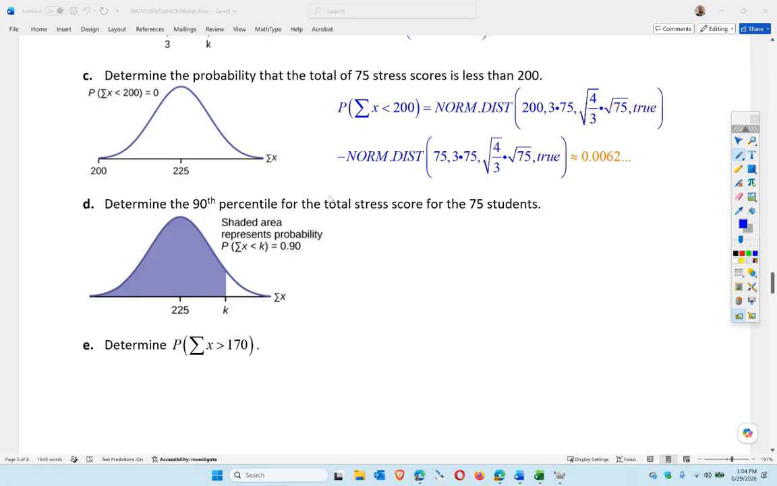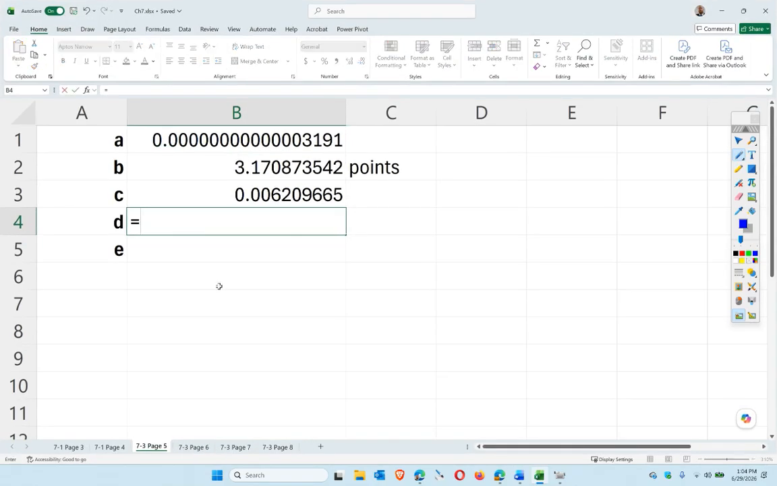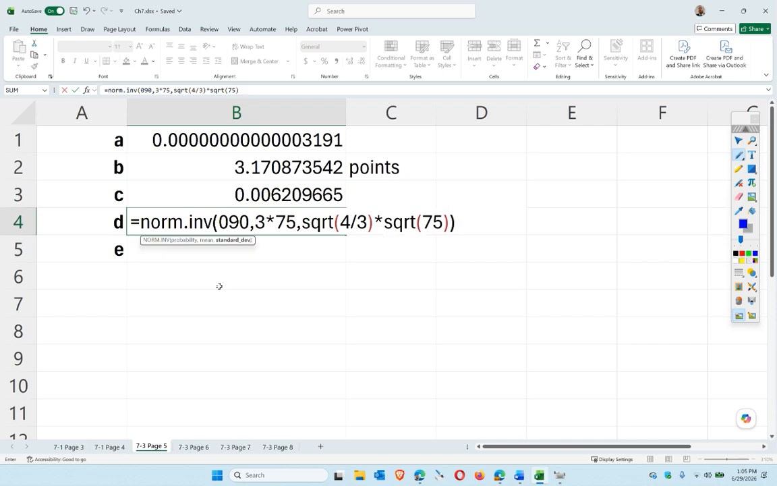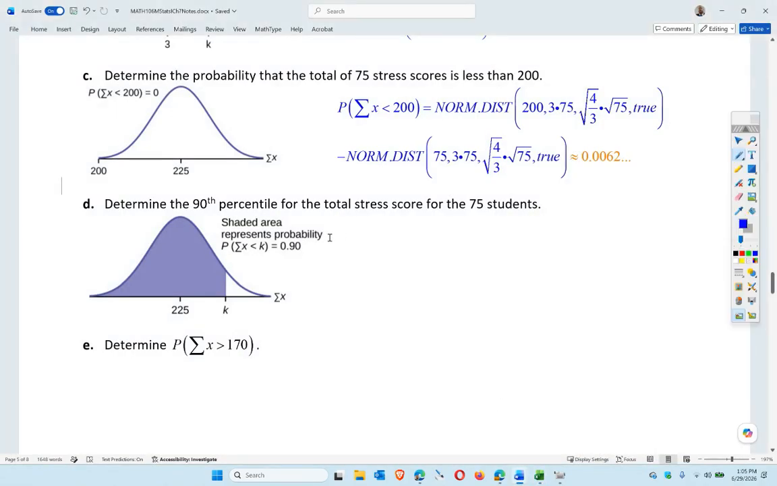Okay, determine the 90th percentile for the total sum of stress scores of 75 students. Okay. So normal dot inverse, 90th percentile, okay, 3 times 75, comma, the square root of 4 divided by 3 times the square root of 75. Because again, it's not saying the sample mean, it's saying the total, right? Go back to the question. It says the total, so I'm adding up all 75, correct?